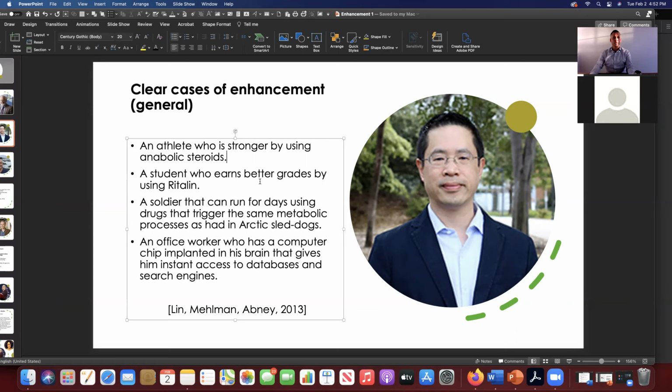A student who earns better grades by using Ritalin. So not because they have ADHD or some such, but because they use it to improve their performance in the classroom or on exams generally. Or a soldier that can run for days using drugs that trigger the same metabolic processes as in Arctic sled dogs. So these need not be anabolic steroids; these could be other kinds of drugs that are produced pharmaceutically.